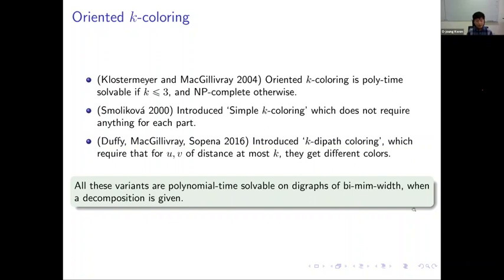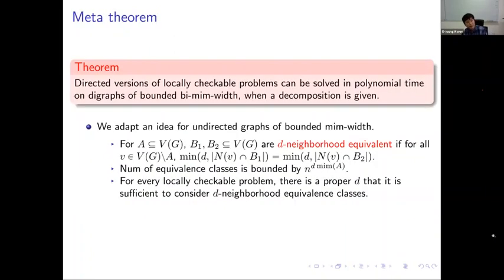Yeah, so I think I have 5 minutes. So I want to mention a little bit on the meta theorem. So we proved that all these locally checkable problems can be solved in polynomial time on digraphs of bounded bi-mim-width. I don't want to go into full details, but we simply adapt an idea for undirected graphs of bounded mim-width.